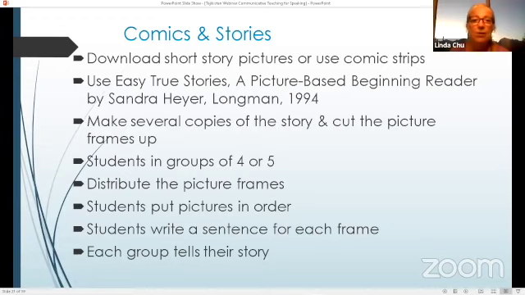So you'll make several copies of the story, cut the pictures up into frames. I usually use little envelopes so that I can keep track of the pictures, and then you'll distribute this to your groups. You're going to have students once again in groups, and the students will take out those little frames and they will try to put the pictures in order. And then maybe you could even have them write one sentence for each frame of the picture. And then each group has their story based on the pictures, and they can tell their story. And it's interesting to see that each group will come up with a little bit of a different story.